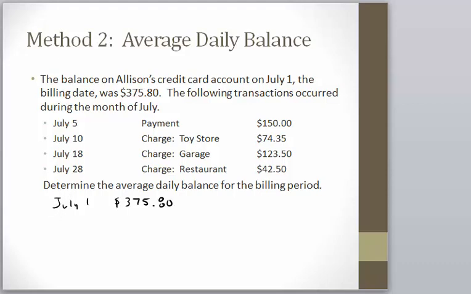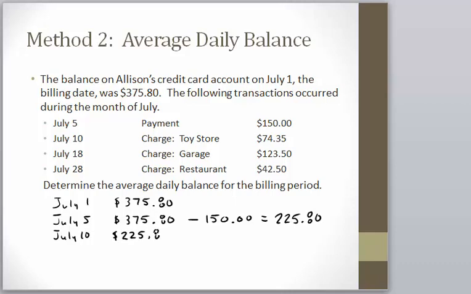We know that on July 5th, she made a payment. So I'm going to take that $375.80 balance, and I'm going to subtract off her payment. And so at that point, she owes $225.80. On July 10th, she made a charge. So I'm going to take her current balance of $225.80, and I'm going to add the charge to the toy store, which brings her balance to $300.15.